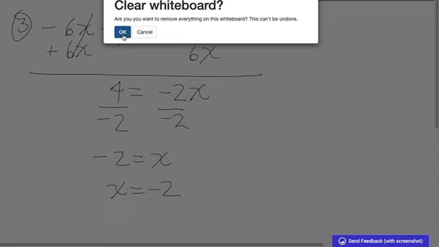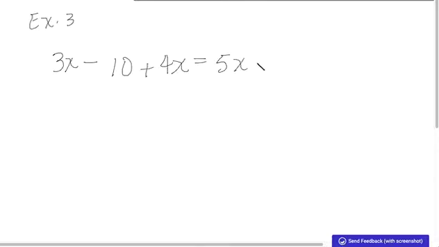All right, so let's continue on with the lesson. We're going to look now at example 3, and they're going to try to add another layer of complexity on here and give you some more stuff to do before you can really start solving for the variable. So in example 3, we see that 3x minus 10 plus 4x equals 5x minus 7.